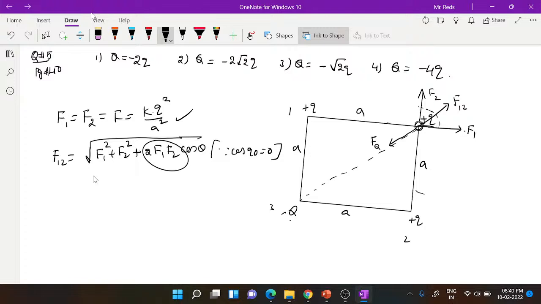So here, square root of F1 square plus F2 square. But F1 equals F2 equals F. So F square plus F square is 2F square, root 2F square. If you bring F square out, you get root 2F. This is the resultant of 1 and 2.